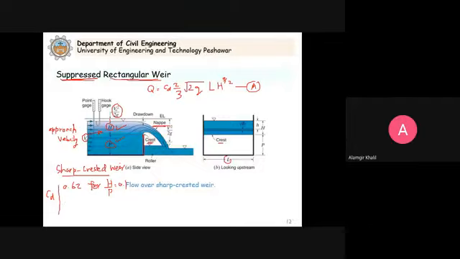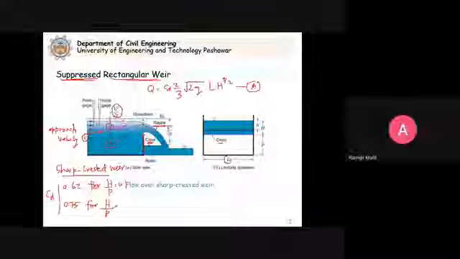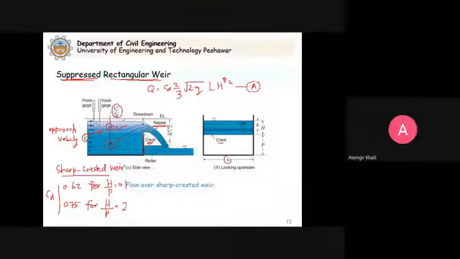And this CD is equal to 0.75 for H by P equal to 2. This is written in your textbook, not in the open channel chapter, but in the flow measurement chapter 11. You can see article 11.11, which is related to notches and weirs. Clear? Chapter 11 of the textbook. You can find these equations there. Clear?